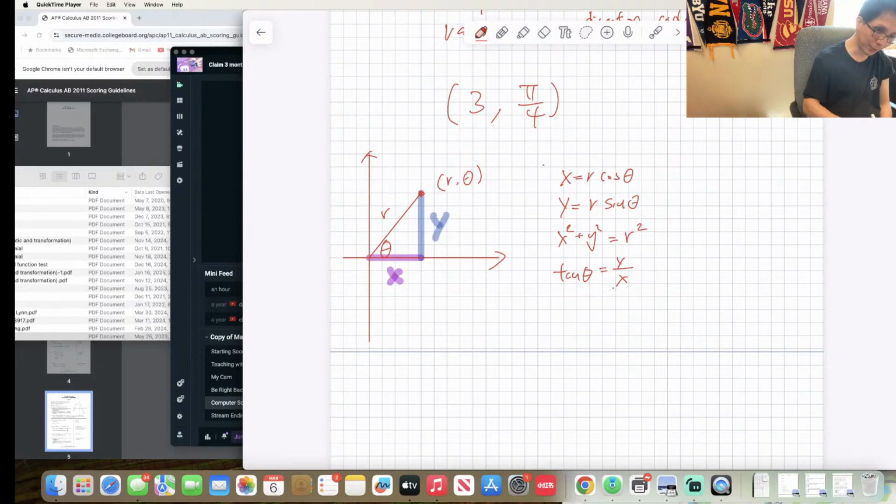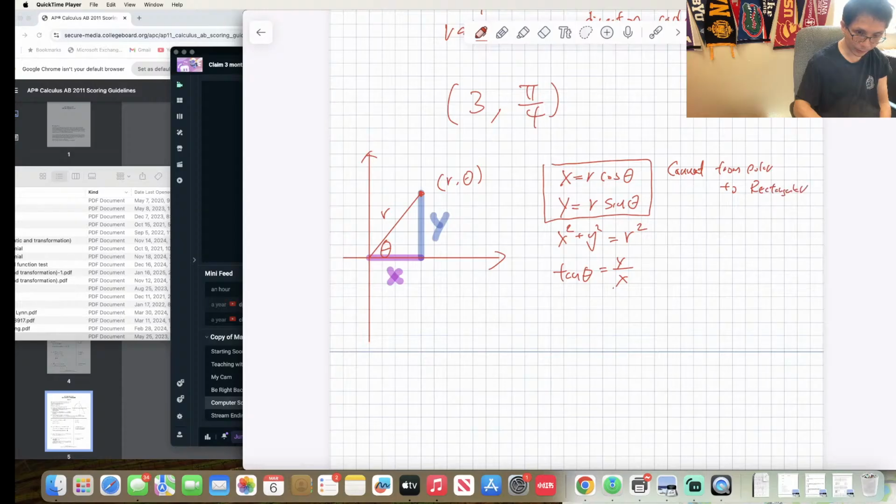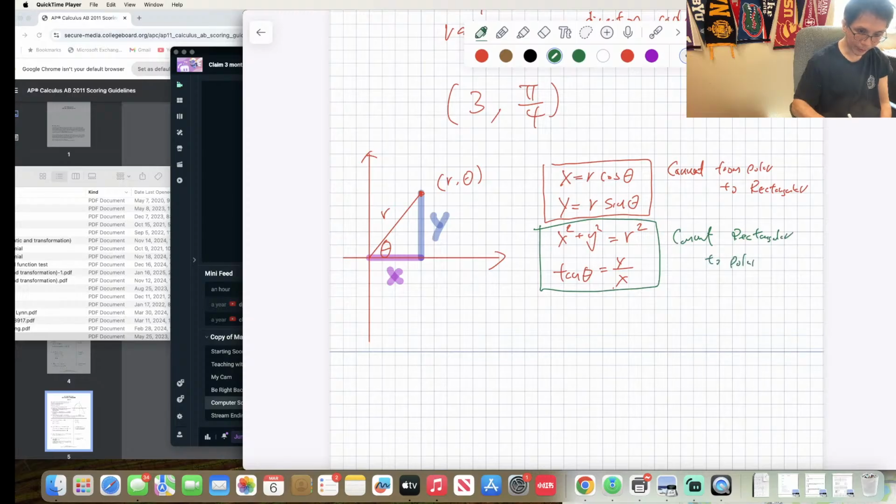So I'm going to draw this box. This one is to convert from polar to rectangular. This one is another box here: convert rectangular to polar. So we can convert from one coordinate to the other coordinate using some basic algebra.